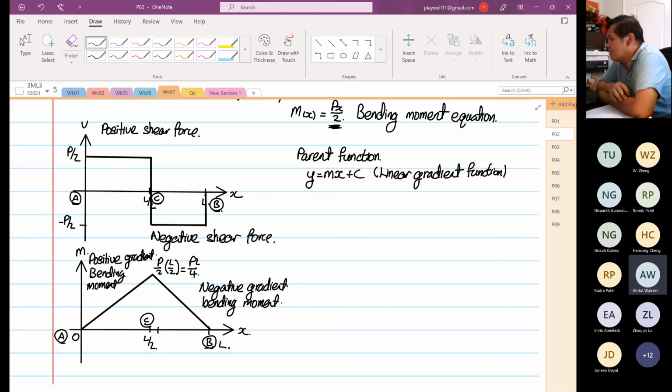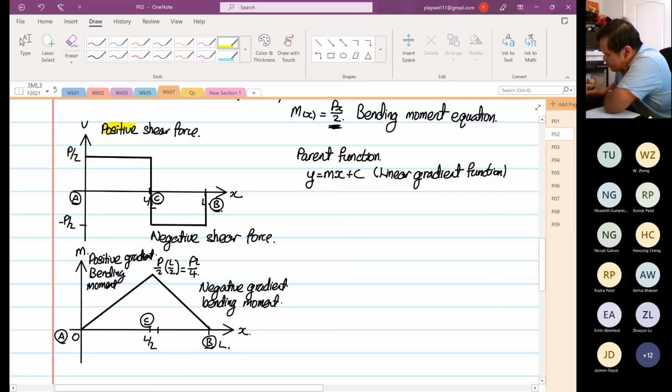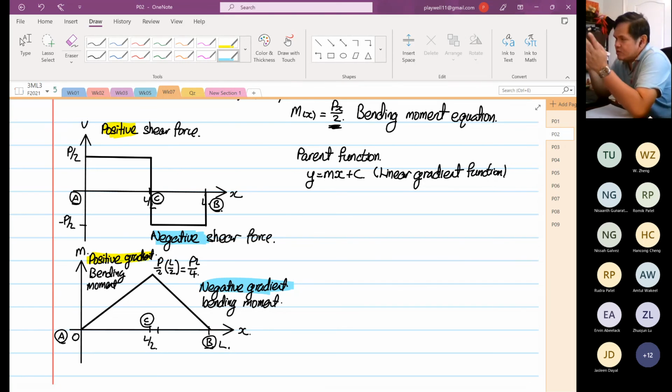Well done. So what it means is this: when your shear force magnitude is positive, your bending moment gradient is positive. When your shear force magnitude is negative, your bending moment gradient is negative. I want you to observe this, because later on when you form your equation, it will help you to see whether the equation is right or wrong.